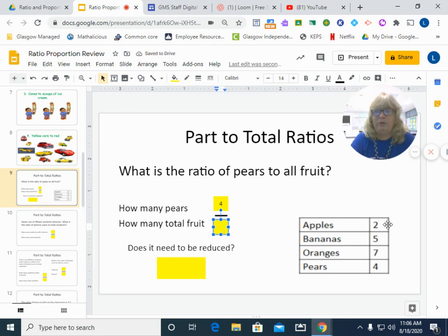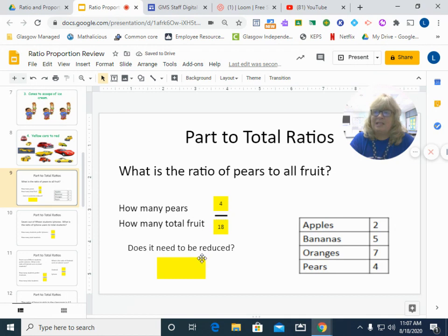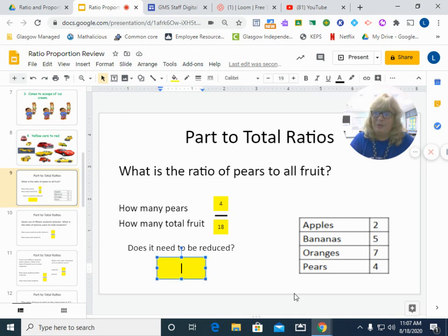How many total fruit? You'd come over here and add 2 plus 5 is 7. 7 plus 7 is 14. 14 plus 4, 15, 16, 17, 18. So then I would type 18. And the question is, does it need to be reduced? Well, they're both even numbers, so yes, but I'm not just going to leave it at that. I'm going to reduce it.